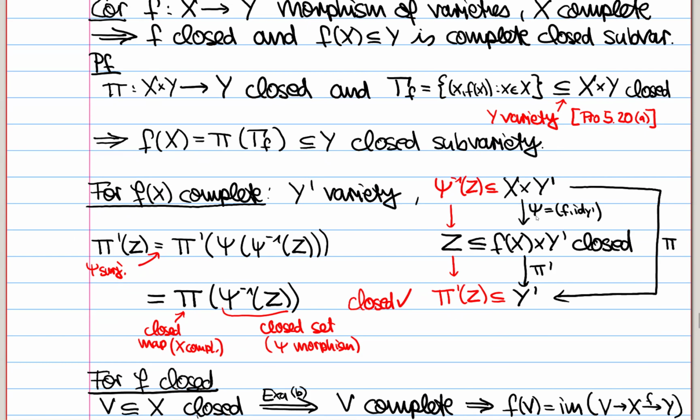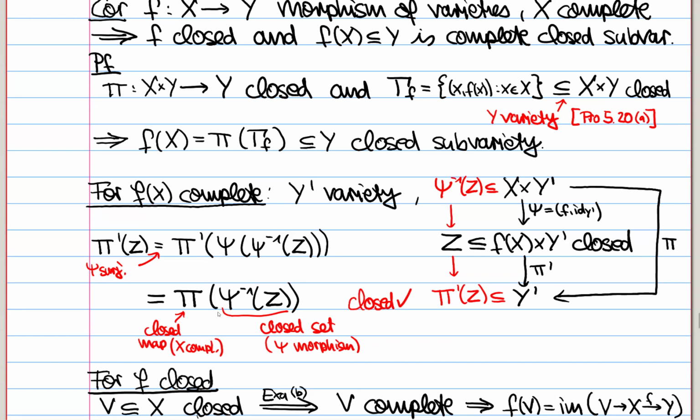But this map psi is a surjective map, because X to F(X) is surjective and the identity is surjective. And for a surjective map, you can always replace Z by first taking the pre-image and then the image again. This is just basic set theory. Now if you look at this composition, you have pi' composed with psi. This is exactly the big projection map pi. So we just replace this composition by pi, and then let's look at what we have.